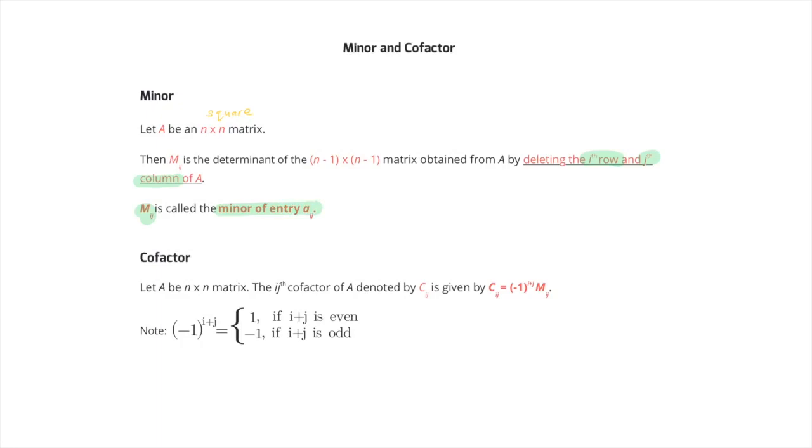Next, the cofactor is given by the formula -1 to the power of i plus j times the minor of ij. So in simpler words, if i plus j is even, then we multiply the minor with +1. If i plus j is odd, then we multiply the minor with -1.